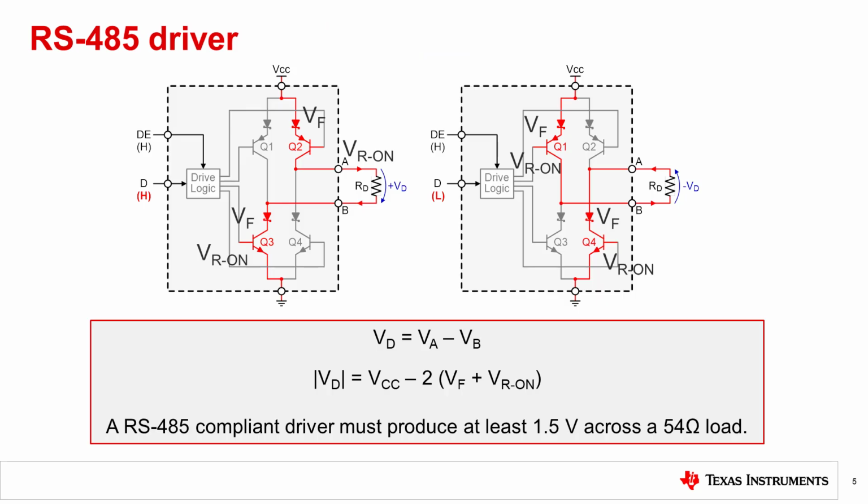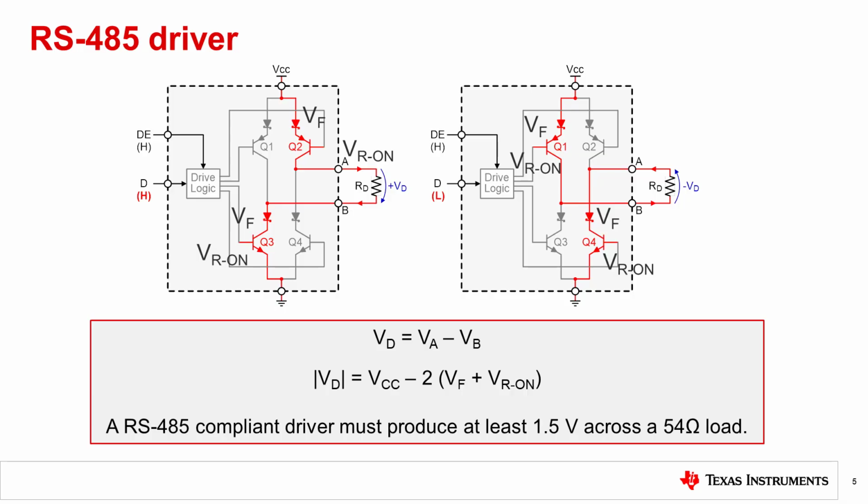An RS-485 driver consists of two pairs of transistors and diodes. The logic level on the D input pin defines which pair of transistors are biased when the driver is active and can drive current in either direction of a load similar to that of an H-bridge. The voltage drop across the load resistor measured from pin A to pin B is referred to as the differential output voltage of the driver.